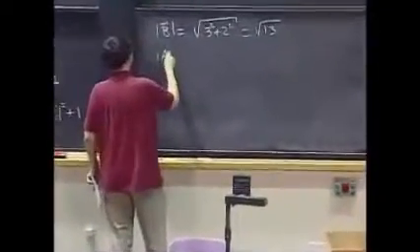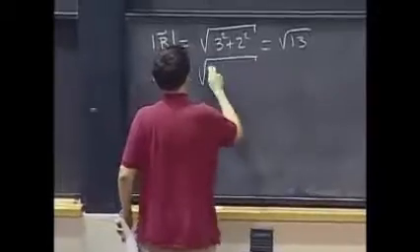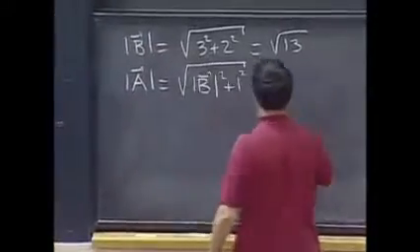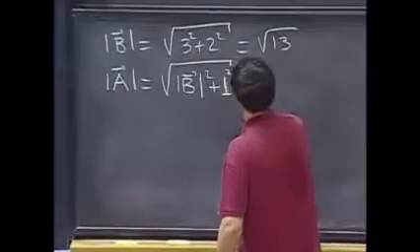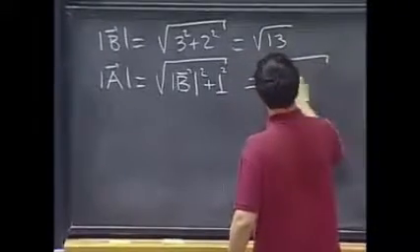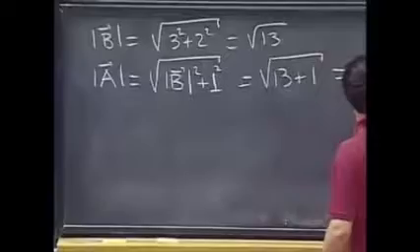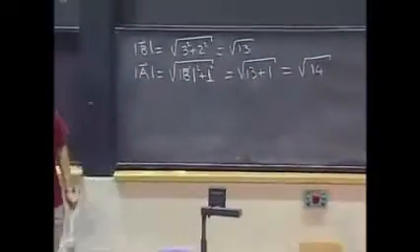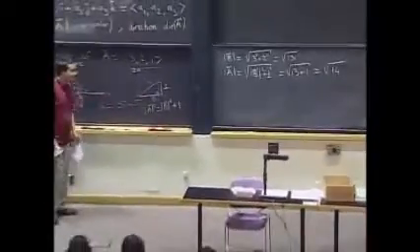And the length of A is the square root of the length of B squared plus 1 squared, which is going to be the square root of 13 plus 1, the square root of 14. Hence, answer number 2, which almost all of you gave.